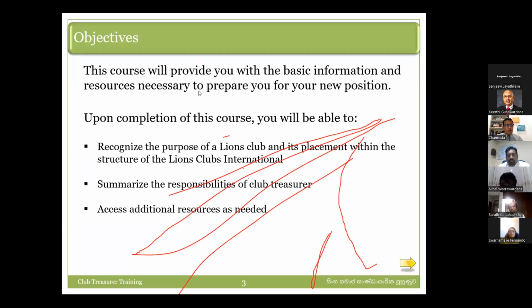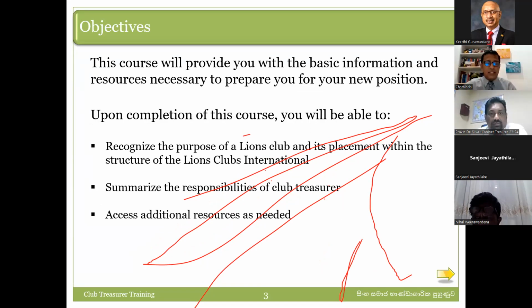And we will also summarize the responsibilities of the club treasurer and how to access additional resources that you need. So those are our key objectives for tonight. And like I said, I will continue till where we get the updates of the current MyLCI and all, which will be done by Cabinet Treasurer Lion Praveen.